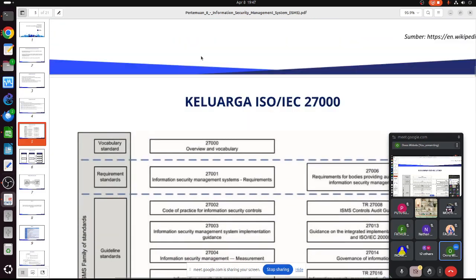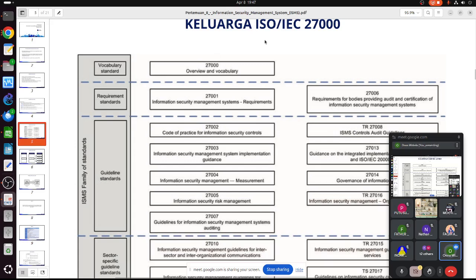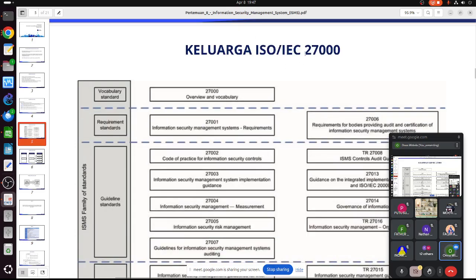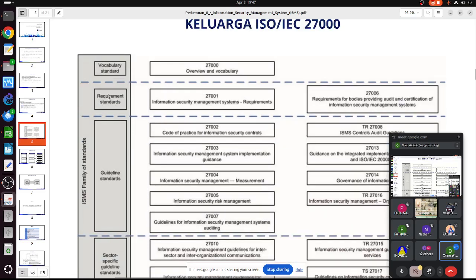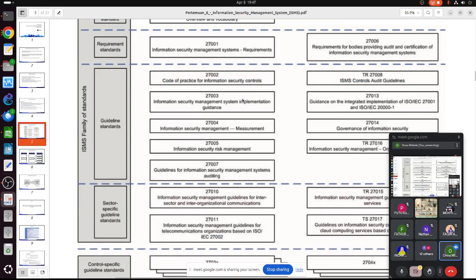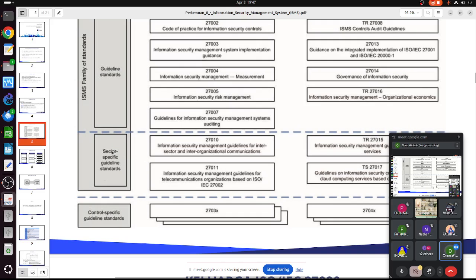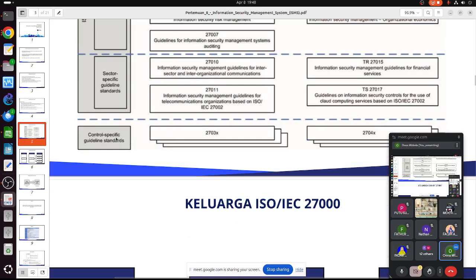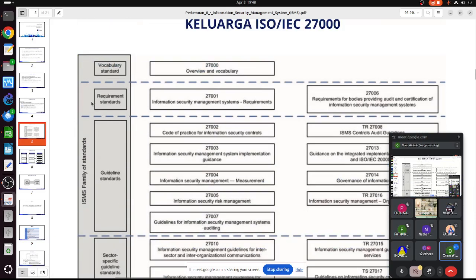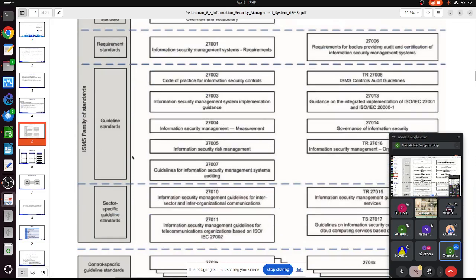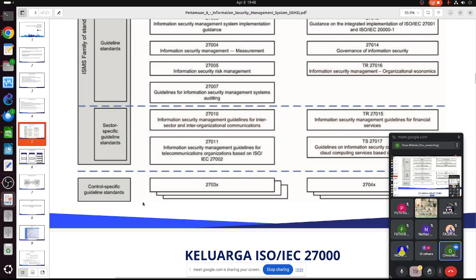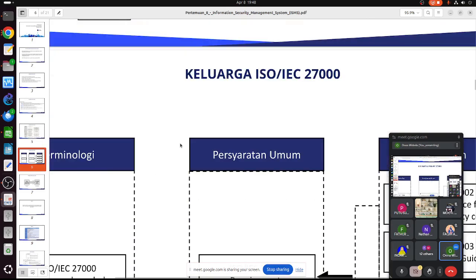Okay. So basically, if we see the family of ISO 27000, we have the vocabulary, the dictionary. We have the requirement, this is the 27001, and we have the guidance, a lot of guidance here, and we have also some sector-specific guidance. Okay, and then after that we have control-specific guidance of the standard. So basically we have vocabulary, requirement, guidance, sector-specific, and control-specific. Okay, standard. Okay.